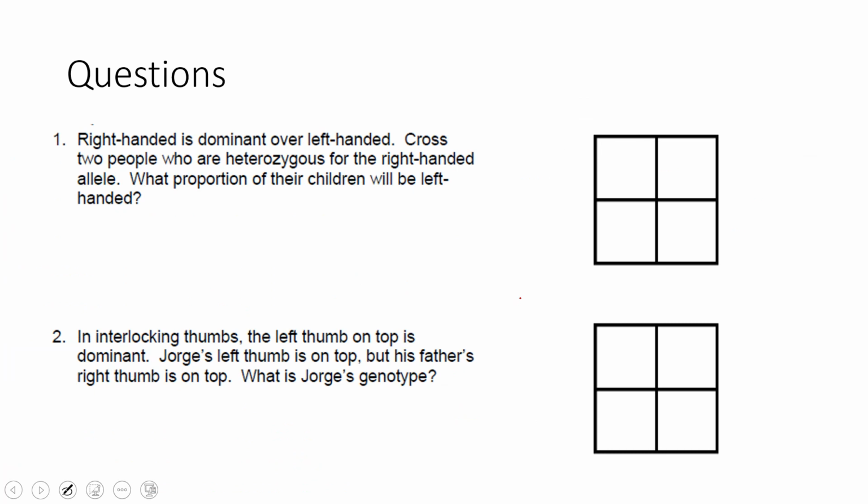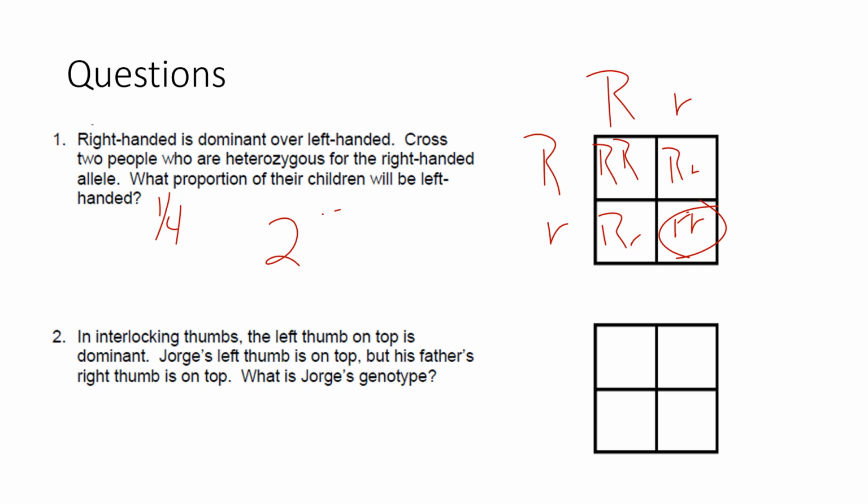All right, after that, we have questions that are going to go over everything that we just did. So right-handed is dominant over left-handed. Cross 2 people who are heterozygous for the right-handed allele. So big R, little r, big R, little r. What proportion of the children are going to be left-handed? That's 1 out of 4, which I'm perfectly happy if you write 1 out of 4, or if you want to turn that into percent, you can. 25% are going to be left-handed.